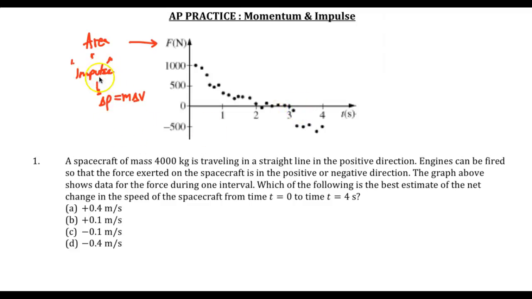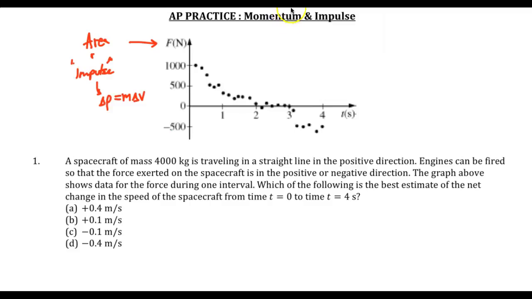So I'm going to be trying to find the impulse here. And once I get the impulse, I can divide by 4,000 to give me the change in speed, or the change in velocity. Okay, so this is pretty typical of an AP problem where they're not going to give you a straight line with nice pretty shapes. They're going to give you a more realistic data collection going on here.